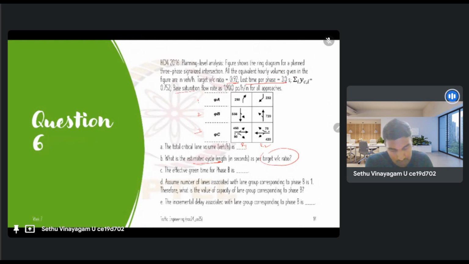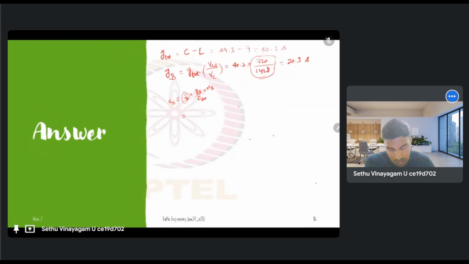So the base saturation flow rate is 1900 passenger cars per hour per lane. This is true for all approaches. Okay, so 1900, because this is per lane, right?